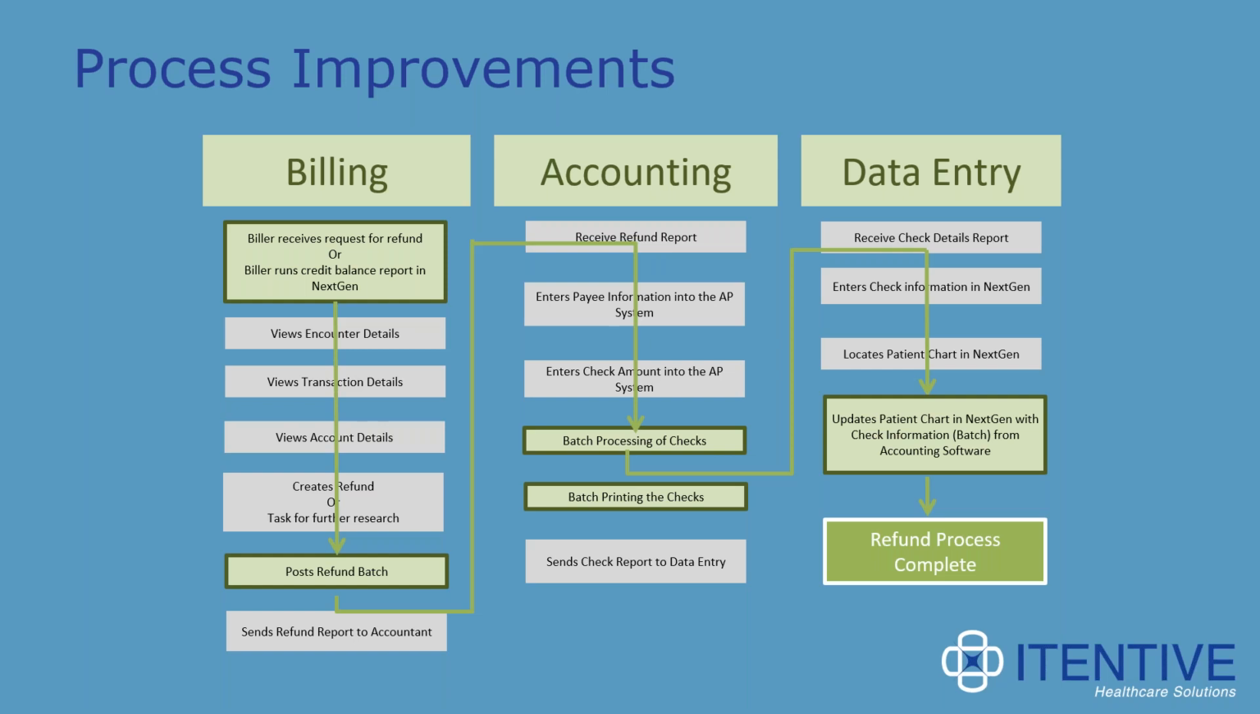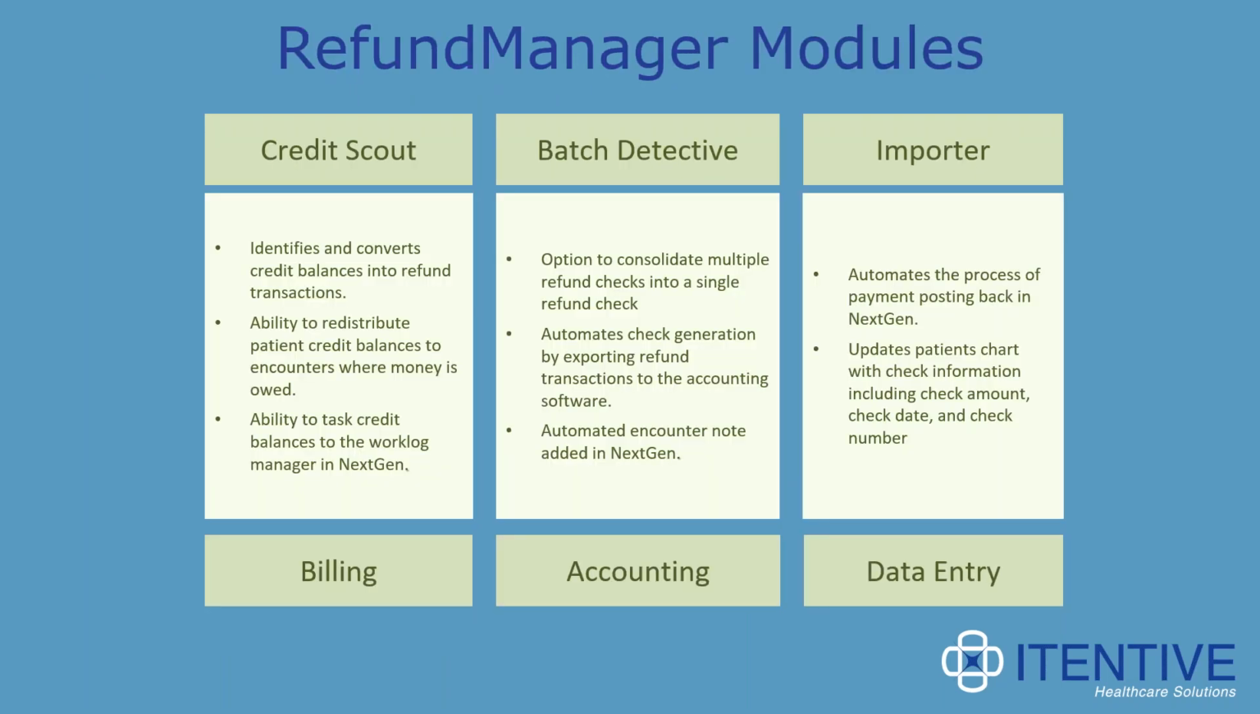And then on the back end, once all of those refund checks have been printed, some organizations enter that refund information back into NextGen, and others do not. So they'll enter in the amount of the check, the date of the check, and the check number. And you'll see in the process of the demonstration how we've automated these processes.